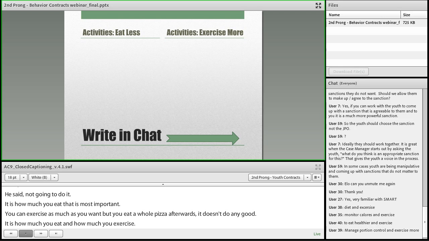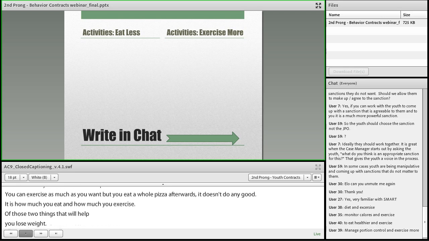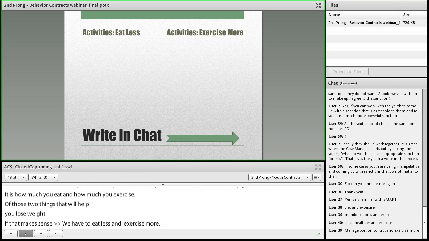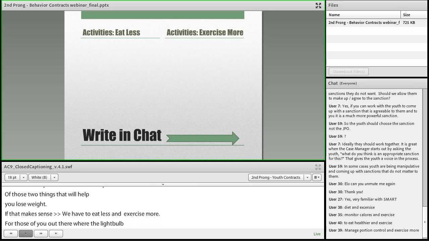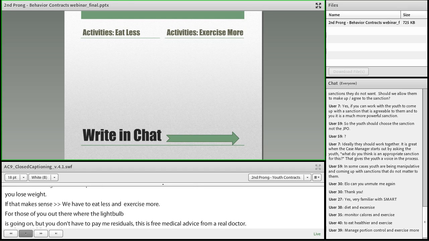Okay, so we know we have to eat less and exercise more. And for those of you out there with the light bulbs going on, saying, oh gosh, you don't have to pay me any residuals for this. This is free medical advice from a real doctor. So write in chat some of the activities that you might engage in to eat less and exercise more. Just take a few minutes to do that. And I think Elo is going to record them on the slide. Is that correct?